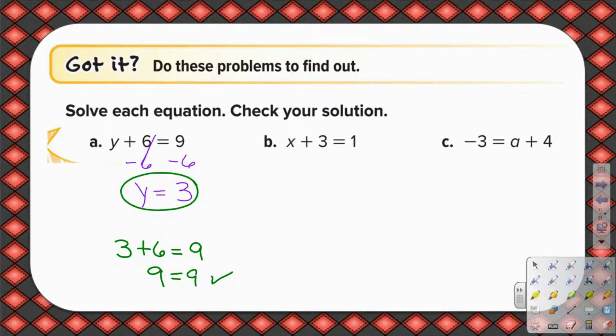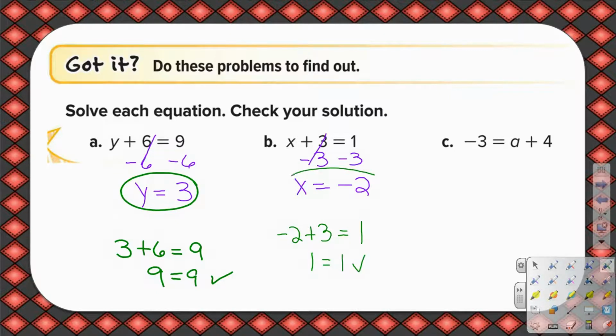All right, on the next one, we're going to subtract 3 from both sides. Leaves us with x equals -2. Let's give it a check. -2 plus 3 equals 1. Remember, when we have a negative plus a positive, different signs, we're going to subtract their absolute value and keep the sign of the larger. 1 equals 1. That is correct. So x equals -2. All right, last one.